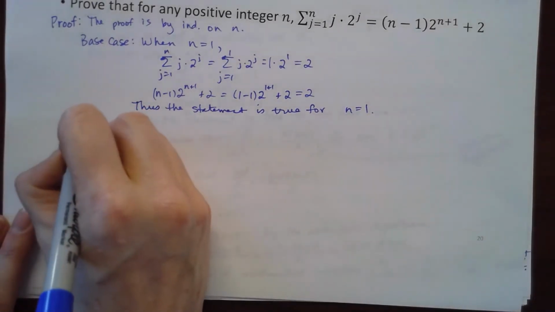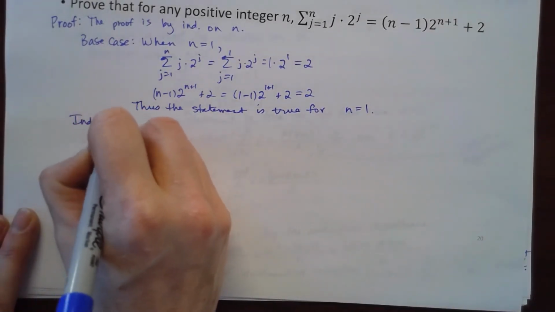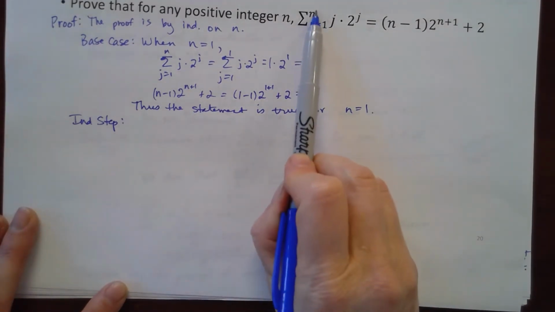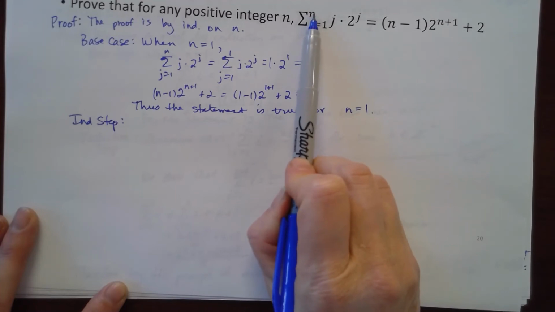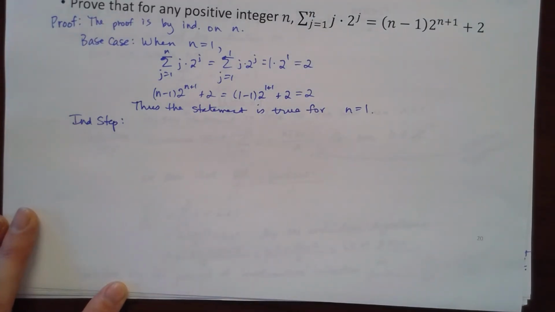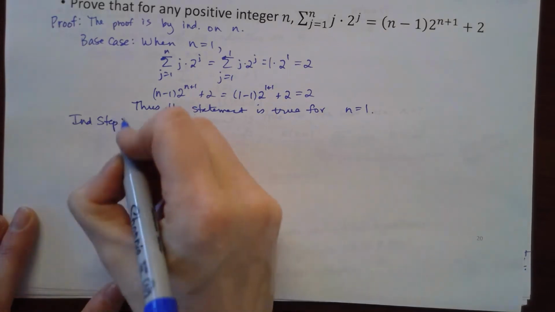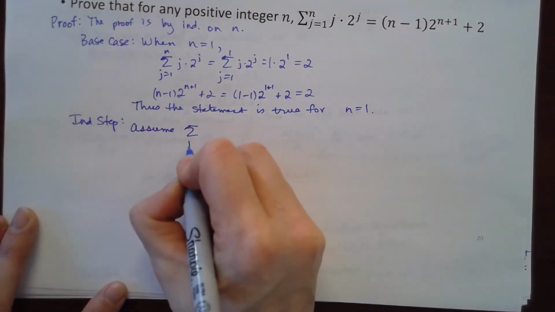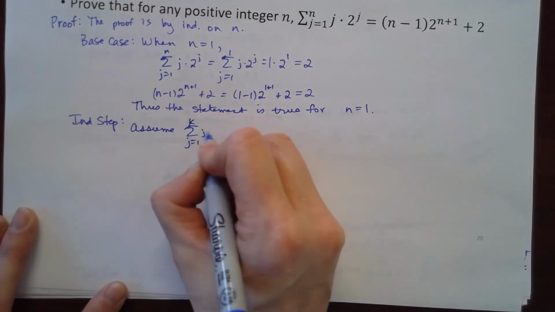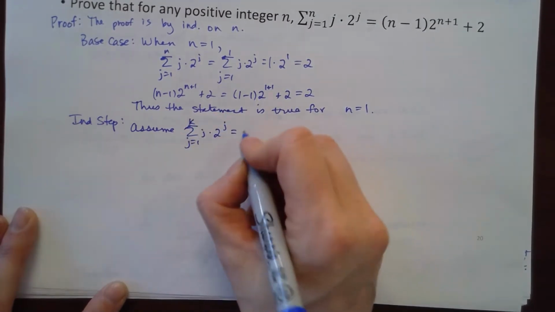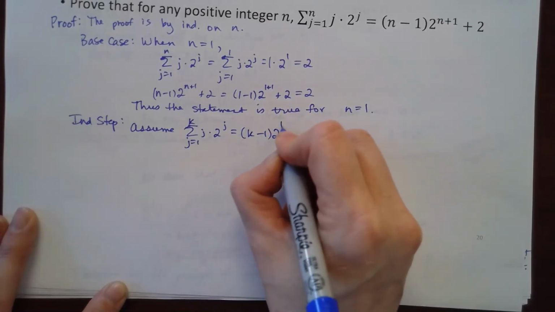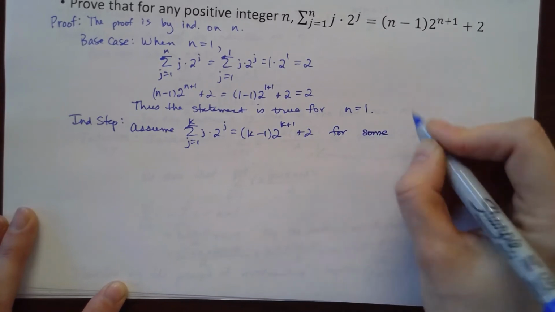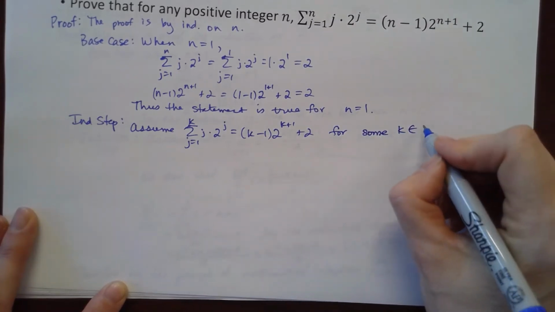Then we're going to look at the inductive step. I'm not going to consider every possible n. I'm just going to pick some arbitrary n. I'm just going to call it k. So we're going to assume that the summation from j equals 1 to k of j times 2 to the j is actually equal to k minus 1 times 2 to the k plus 1, plus 2, for some positive integer k.